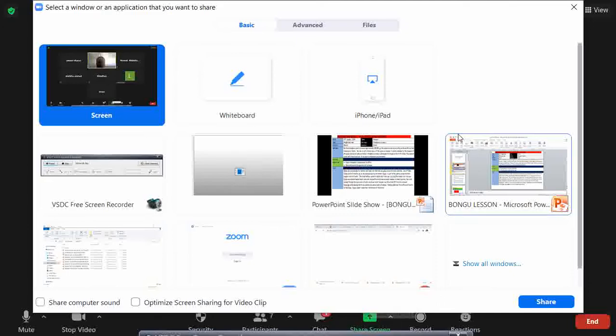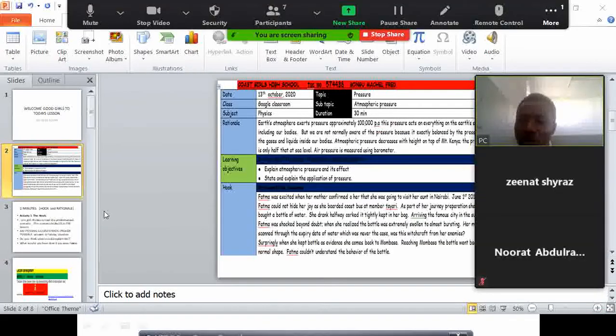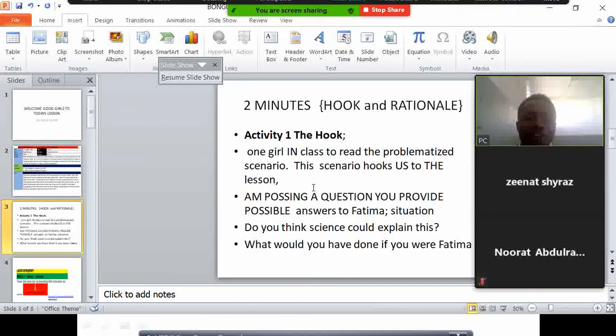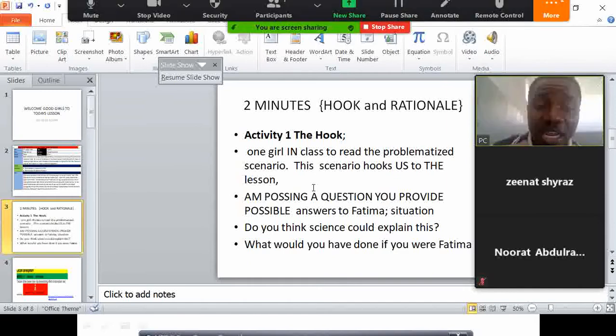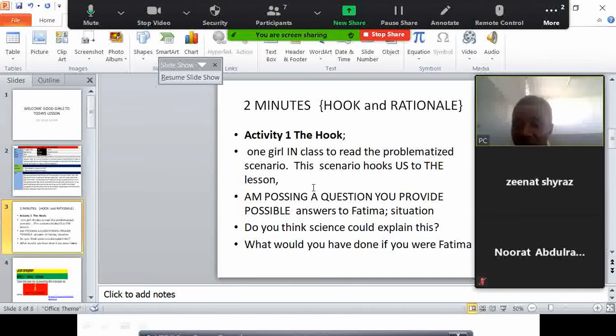Now, the second part of our topic. I also want to share with you that we are having activities, and these activities are trying to connect the hook which has been read by Hinid and the rationale which has been read by Nurat. Our first activity we have read, and then I posed a question to you, and Nurat is telling me about atmospheric pressure in Nairobi. I do not understand that. At the end of this lesson is when I'm going to understand what was happening.